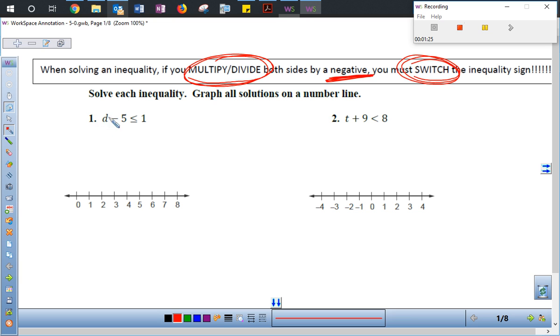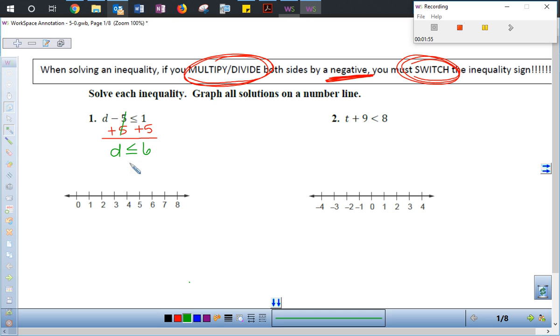So if we look at number 1, my variable is already on the left side, so I just need to get this minus 5 away from it. So just like normal, we're going to add 5 to each side. Now on the left side, those 5's will cancel out and leave me with d. Now I did not multiply or divide by a negative number, so I'm just going to bring this symbol straight on down, less than or equal to, and then I'm going to take that 1 plus 5 and get 6. Now that I have the variable by itself on the left side of the inequality and the constant by itself on the right side of the inequality, I'm done with my answer.